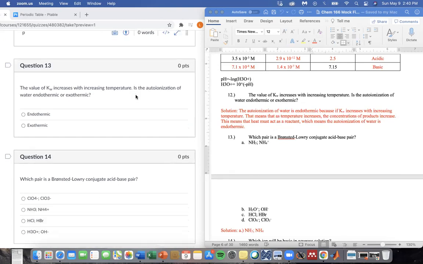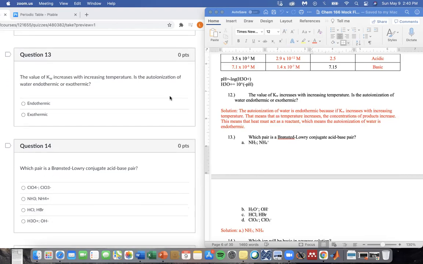For the next one, I think it's kind of a weird question. It tells you that the value of Kw increases with increasing temperature, and you have to figure out if it's endothermic or exothermic. This one was on one of your previous exams, but I still think it's kind of a weird question to think about. So you have to consider what it means in terms of endo or exothermic.